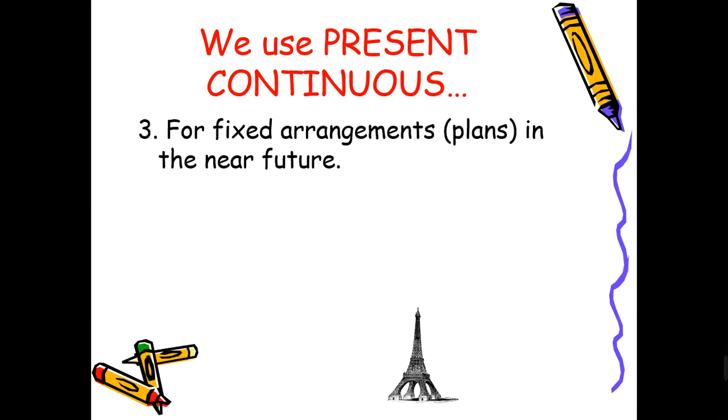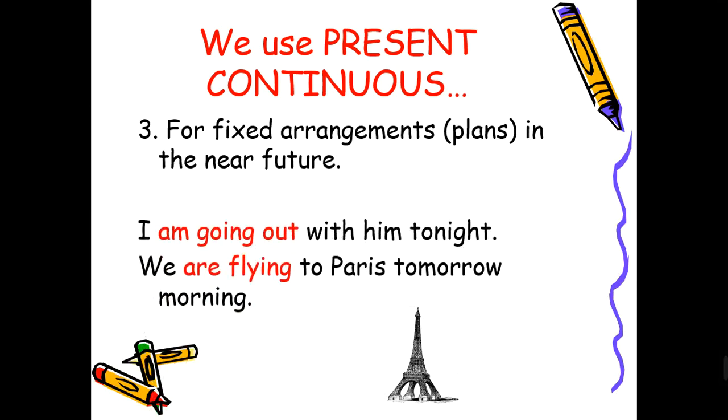The third usage is for fixed arrangements or plans in the near future. So if you have already agreed with your friend that you're going to see him, or if you have already planned for the weekend, you use the present continuous to express your plans or arrangements for the near future. Like, I am going out with him tonight. Of course, you have already agreed or planned with your friend that you're going out with him. So how do you express it? You say, I am going out with him. You start with the subject and then the verb to be am, and then you add ing to the verb. I am going out. We are flying to Paris tomorrow morning.